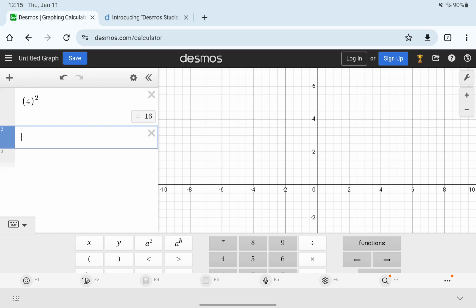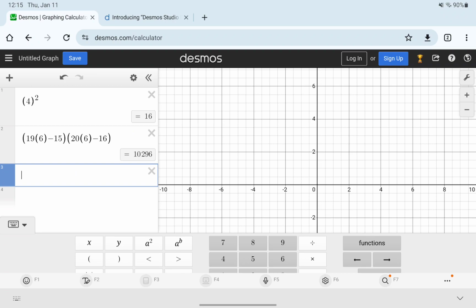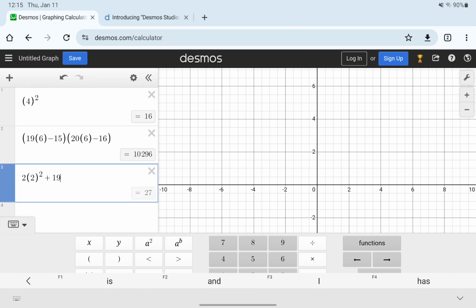For instance, if we go back to example 16, we could type in 4 squared. And you can do that with the keyboard or the prompts that pop up to evaluate that to get 16. In example 18, we had 19 times 6 minus 15. Make sure we close that set of parentheses and open another set. And then we'll have 20 times 6 minus 16 gives us that 10,296. And then for example 19, we had 2 times 2 squared plus 19 times 2 minus 6 gives us 40.